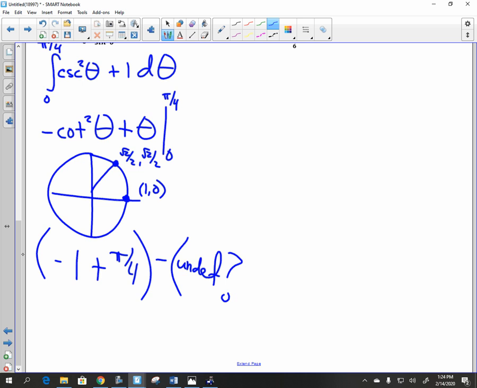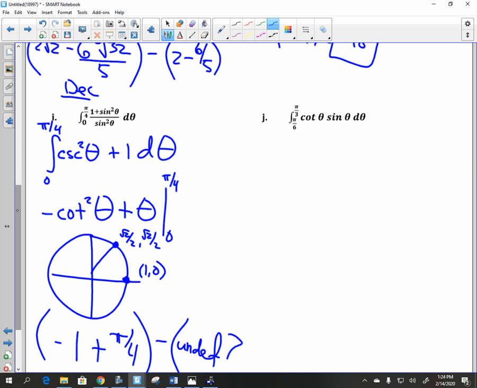Why does the Fundamental Theorem of Calculus Part 2 not apply? How could we have seen that right at the very beginning, folks? Where is sine equal to 0? At 0. And do we cover 0? Yes. So it is undefined on the interval.